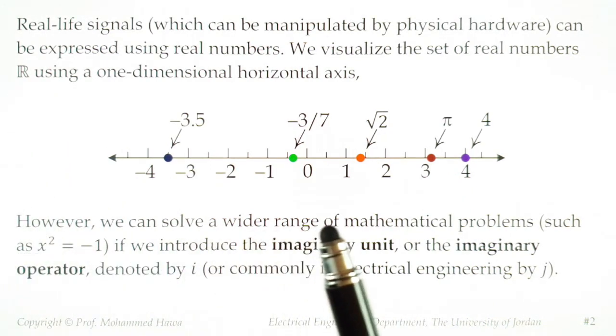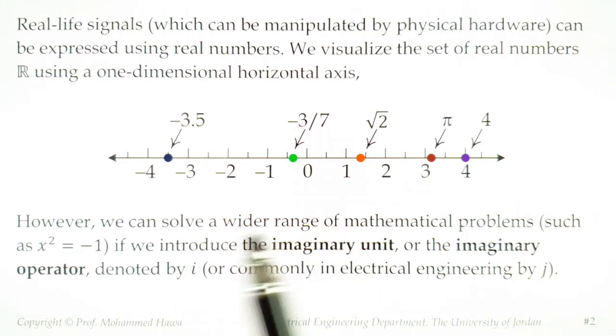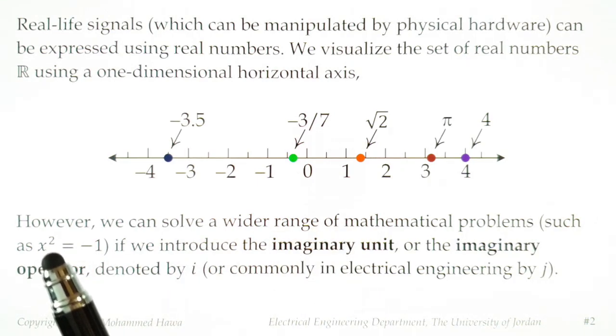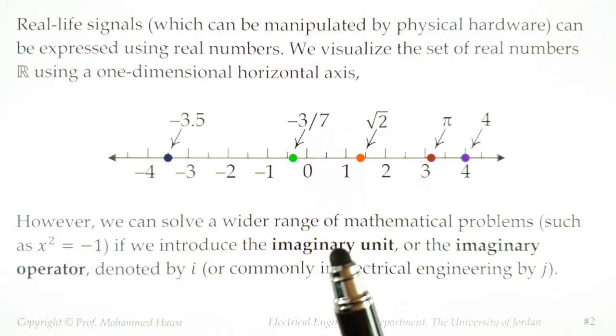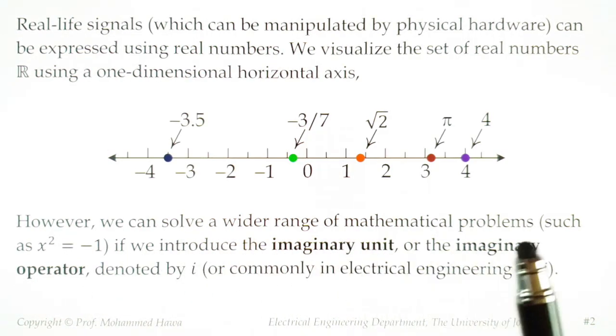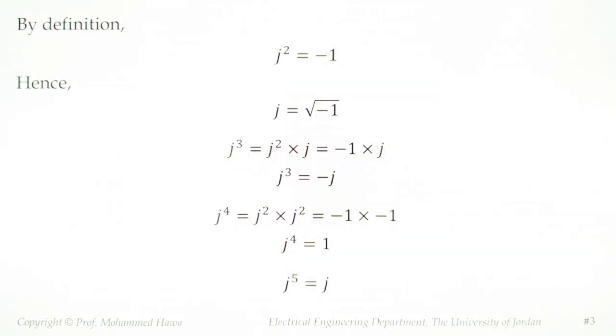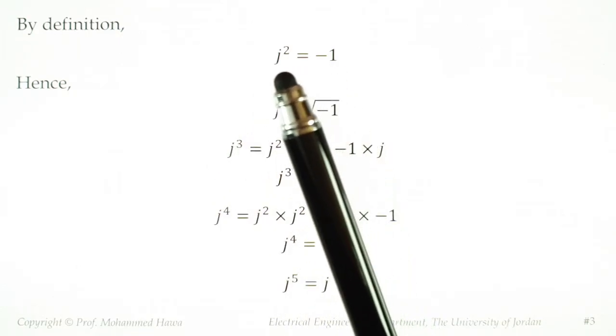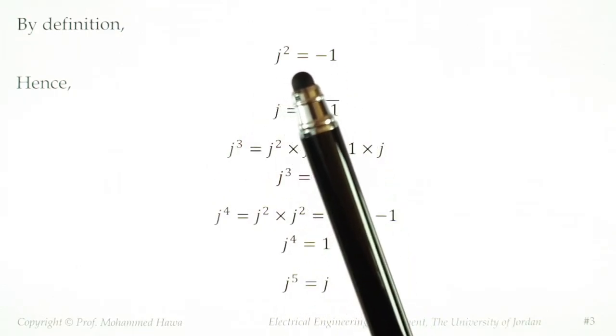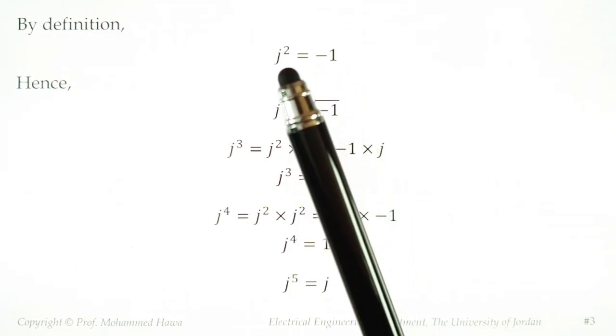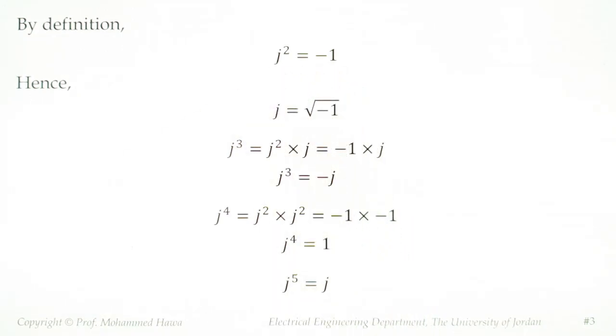However, we can solve a wider range of mathematical problems, such as this quadratic equation, x squared equal -1, if we introduce something called the imaginary unit, or the imaginary operator, which is typically denoted by i in mathematical textbooks or by j in electrical engineering textbooks. Here I'm going to stick with j for the imaginary unit or the imaginary operator. We define the imaginary unit using this equation. We say by definition j squared is equal -1. So j is something that we square, we get -1.